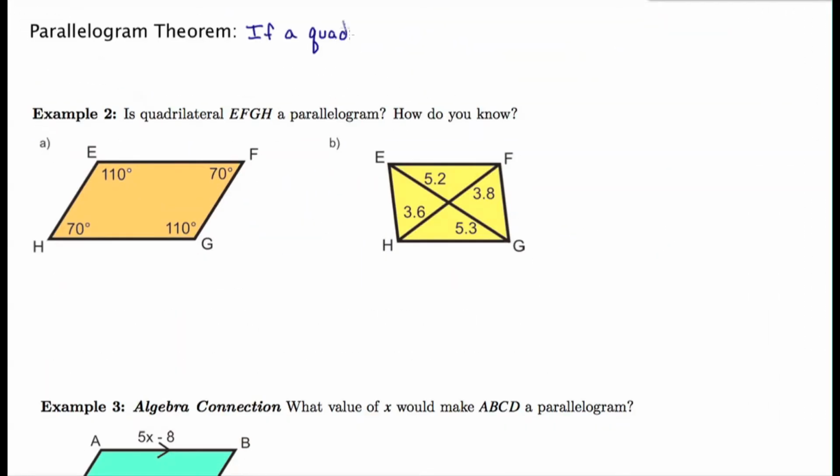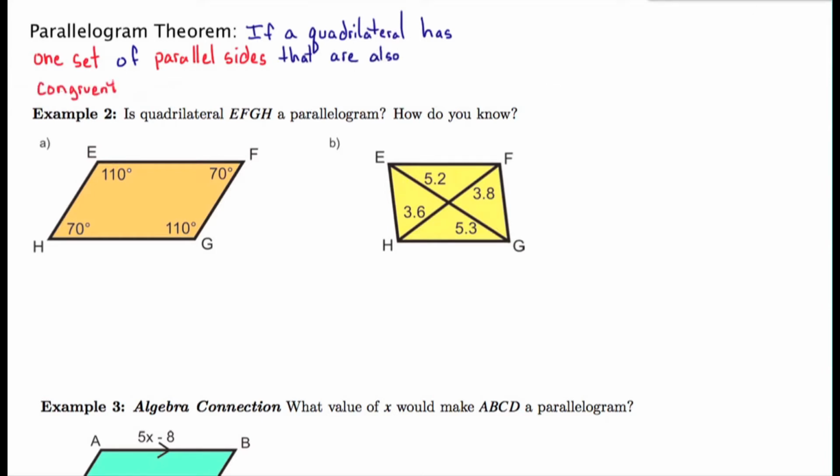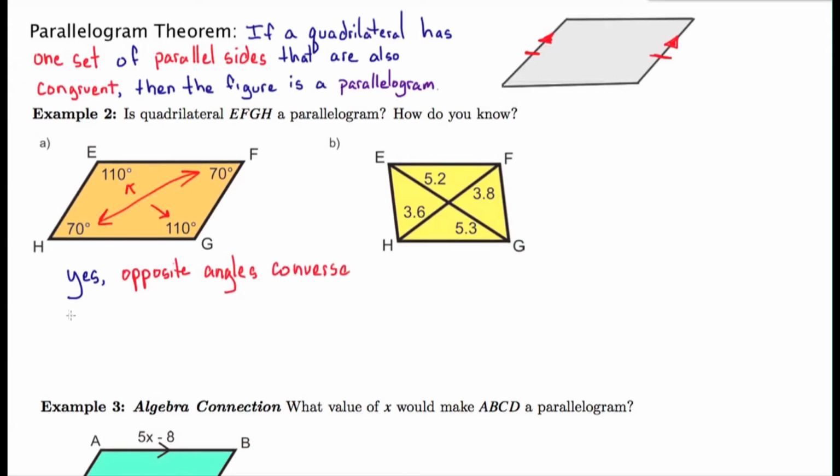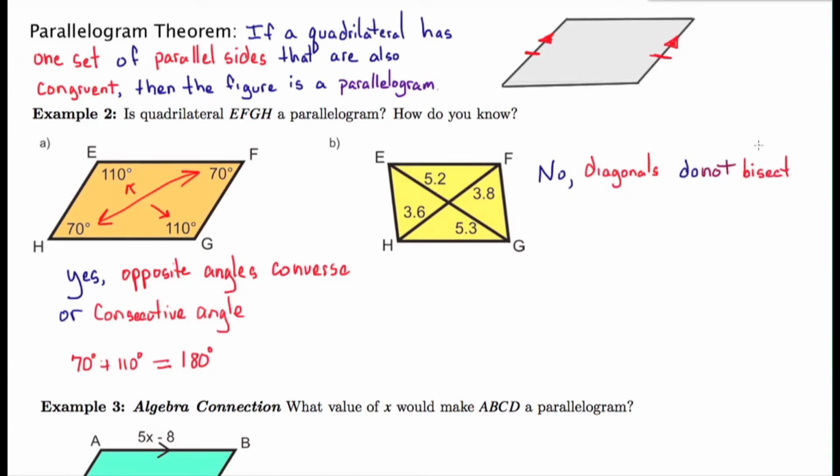The parallelogram theorem. Okay, so if a quadrilateral has one set of parallel sides that are also congruent, then the figure is a parallelogram. And this is just what we proved in the last example. One set is parallel and congruent. Okay, example 2 is quadrilateral EFGH a parallelogram? In the first one, we know it's yes because of the opposite angles converse, or the consecutive angle theorem converse. Part B, it's no, the diagonals do not bisect.